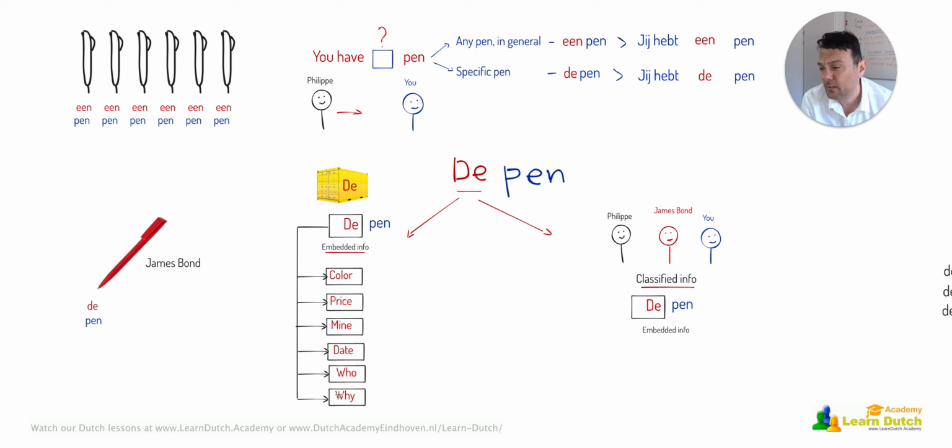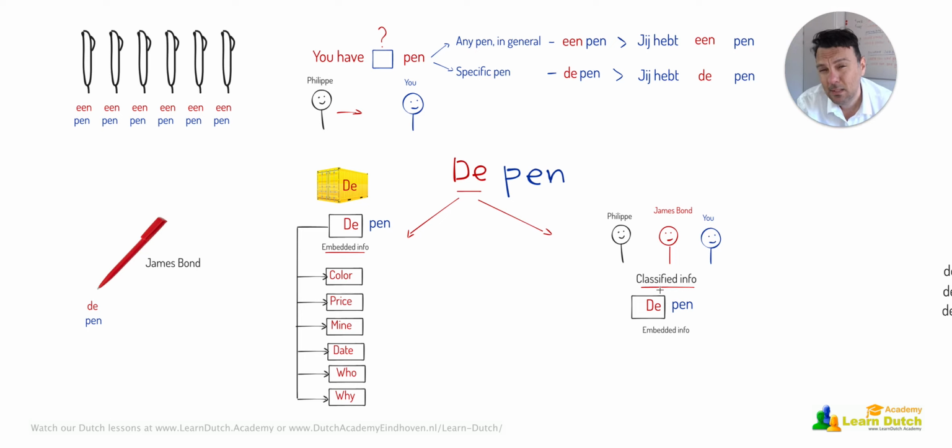All this information is inside the. You can compare the to a container where you're putting information. Before you're going to actually use the, you need to put information in to make it clear. So the has embedded information inside, but it has also classified information. Classified. What does it mean, classified? It's a secret. A secret? Yes, it is. Only you, me, and James Bond know there's one particular pen. This one.